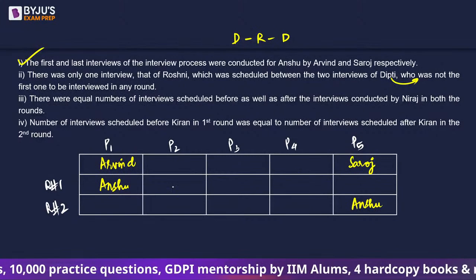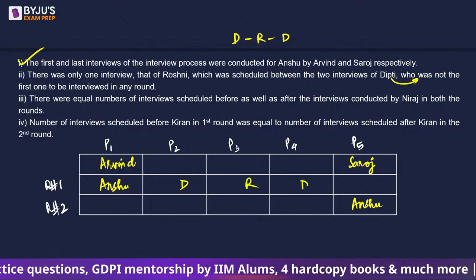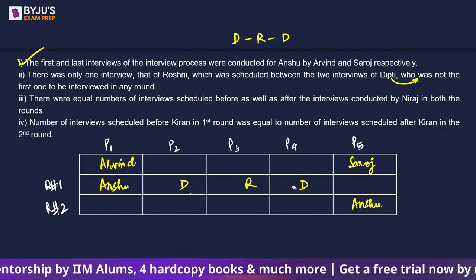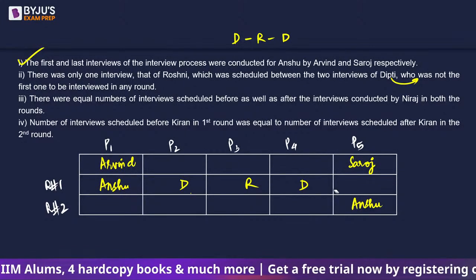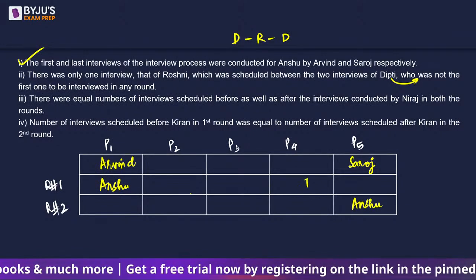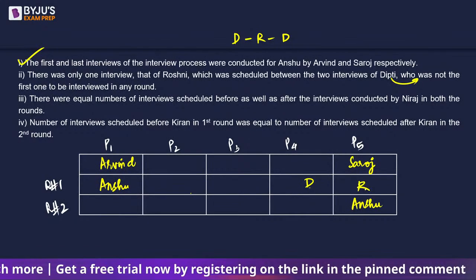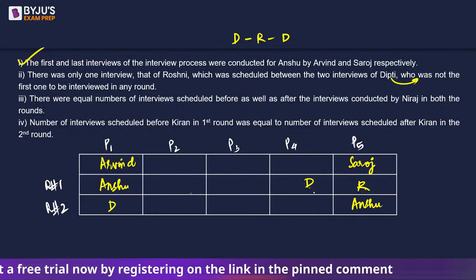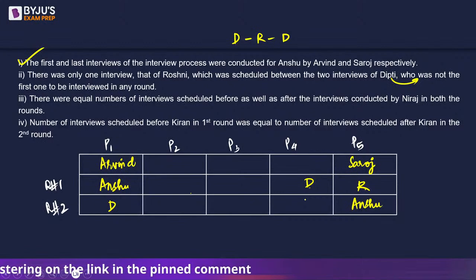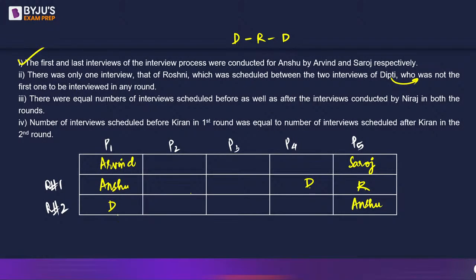So देखो, we can't have DRD. Dipti के 2 interviews in the same round नहीं हो सकते. That means one of the Ds is supposed to be in the second round. Well, that can happen if I put Dipti, Roshni and Dipti. देखो, Dipti का 4th interview था, Roshni appeared for the 5th interview, and Dipti again appeared for the first interview of the second round. But then it says Dipti was not the first one to be interviewed.